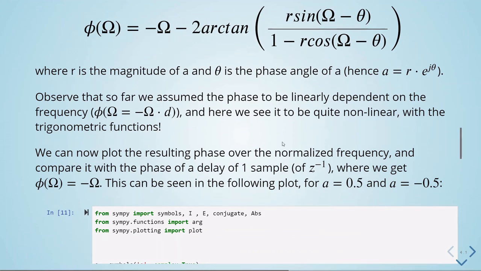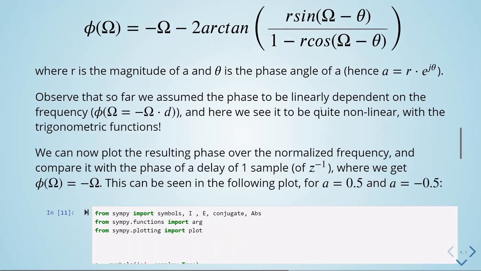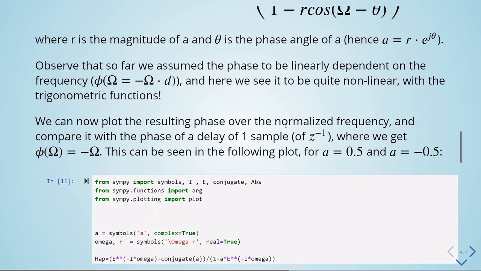And so let's do this example. If we plot for a equals 0.5 and a equals minus 0.5.